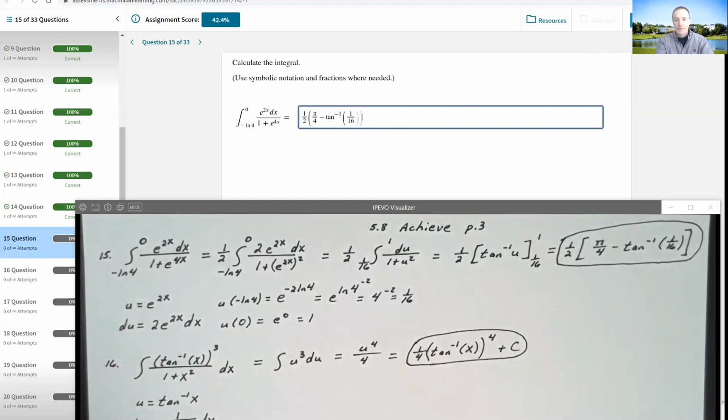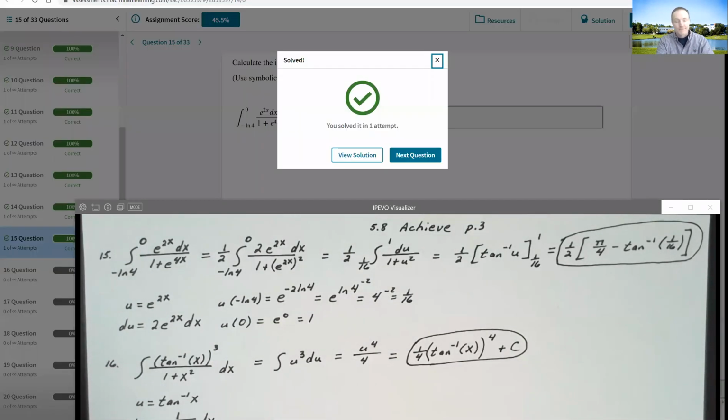Again, of course, remember there is no plus c since this is a definite integral. And we got it.